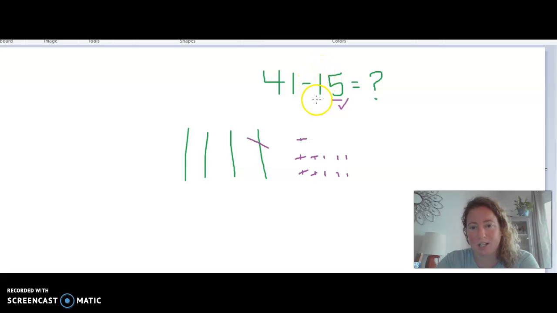I need to cross out one stick of 10. This does not count. This was not subtracted. This was broken apart here. So I need to cross out another stick of 10 to represent the subtracting of one.